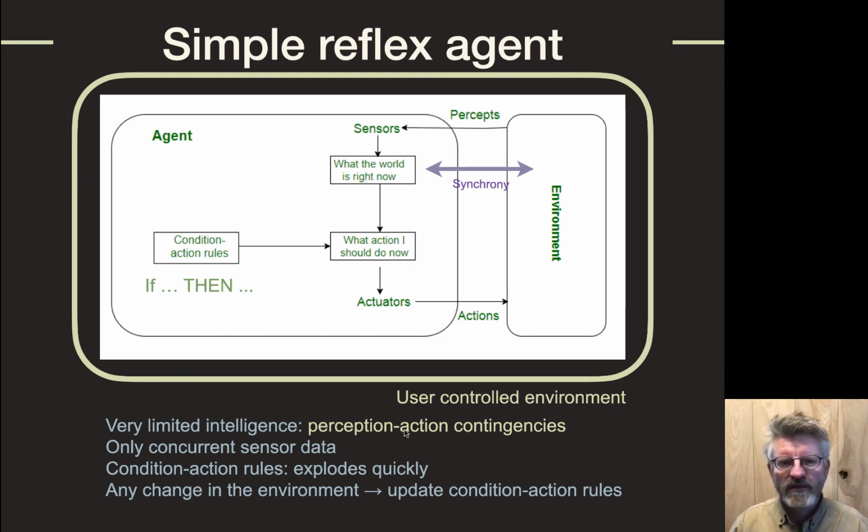It can only respond to the immediate now, only concurrent sensor data, and in principle the condition-action rules explode very quickly if the environment is not very simple. When the environment is super simple, this is manageable. If the environment is a little bit more realistic, then this explodes. And especially if the environment changes, then basically you have to change this. So this is a very basic agent. It works in some situations, but only in pretty simple situations. But we can improve this agent.